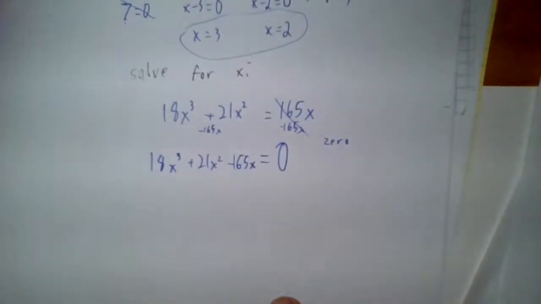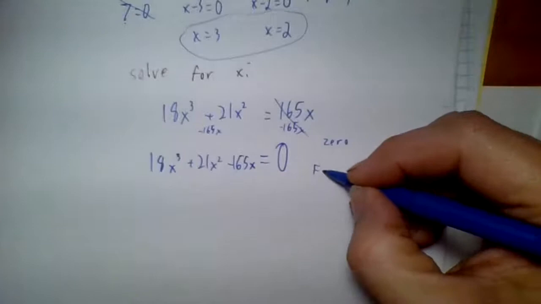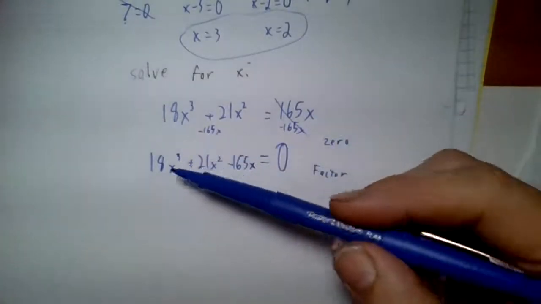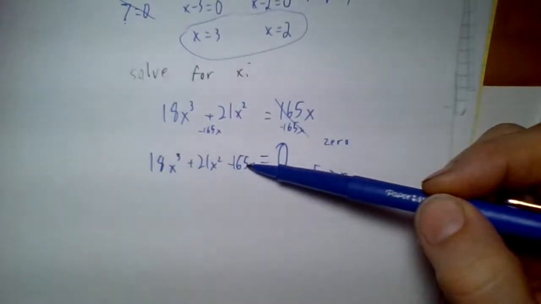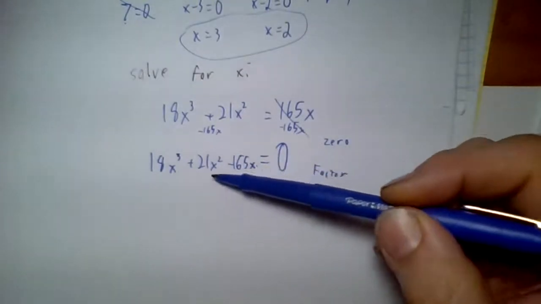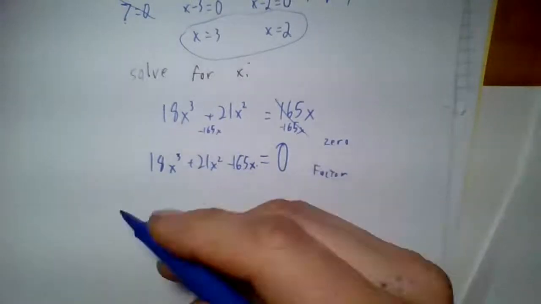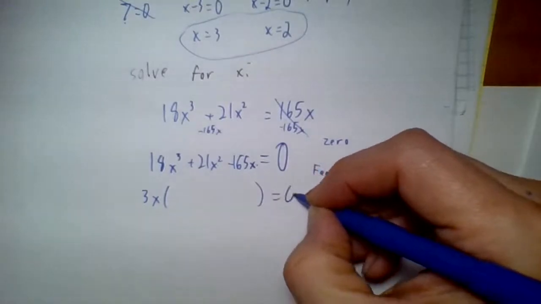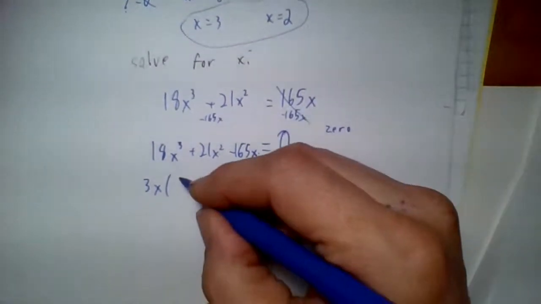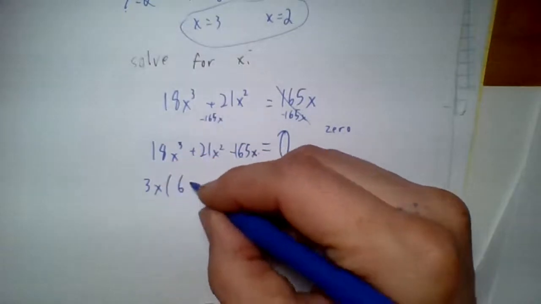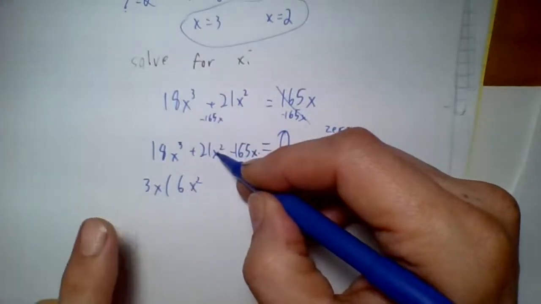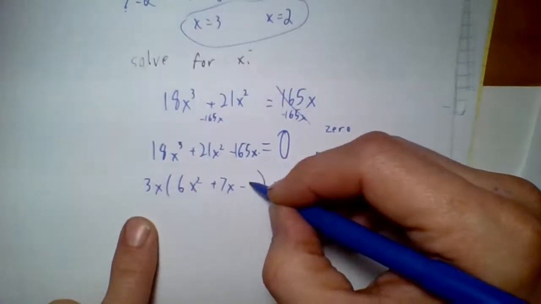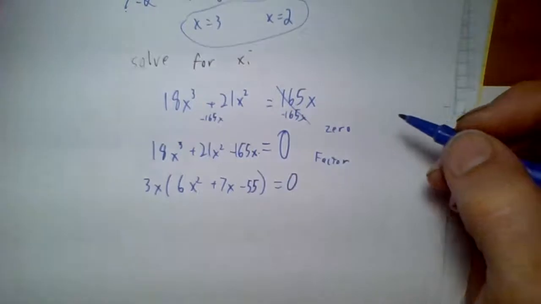Now I should think about factoring. Now I should think about GCF stuff. So 3 terms, but there's a GCF of 3. 3 goes into this also, yeah. And there's an x on every term. So actually my GCF is 3x. Factor that out. This divided by 3x is 6x squared. This divided by 3x is 7x. This divided by 3x is just a number. It's negative 55. Okay.